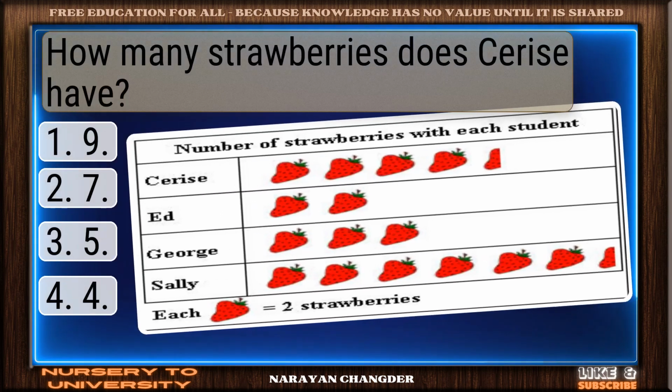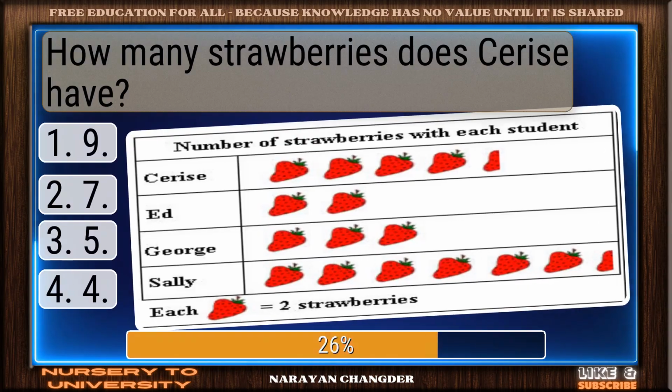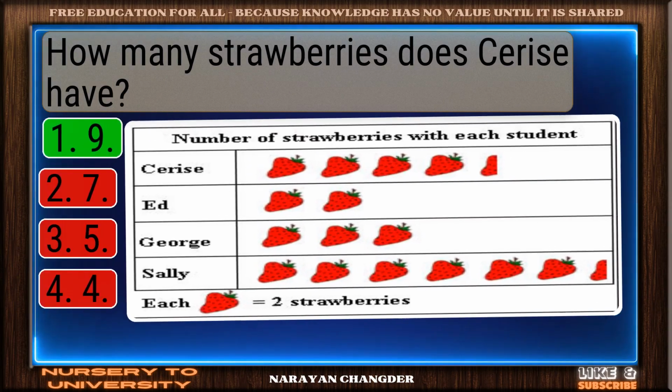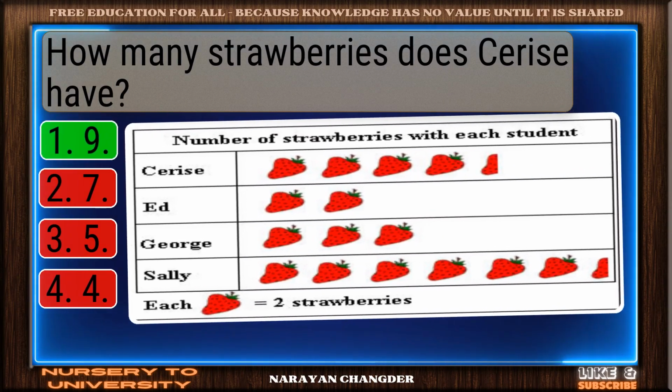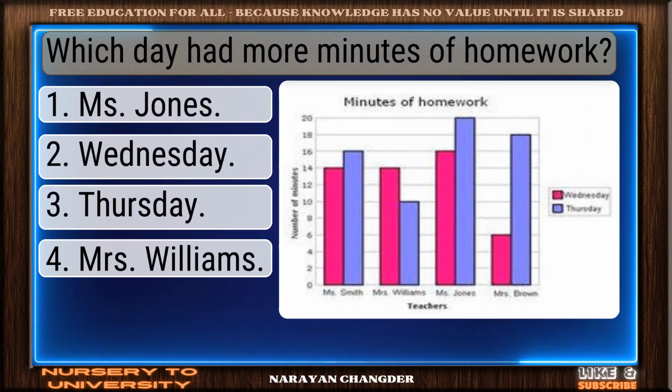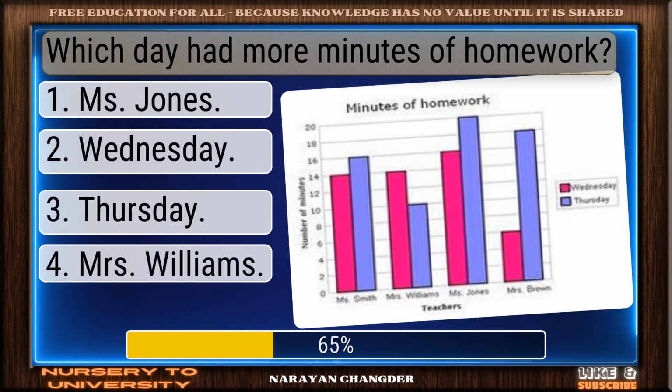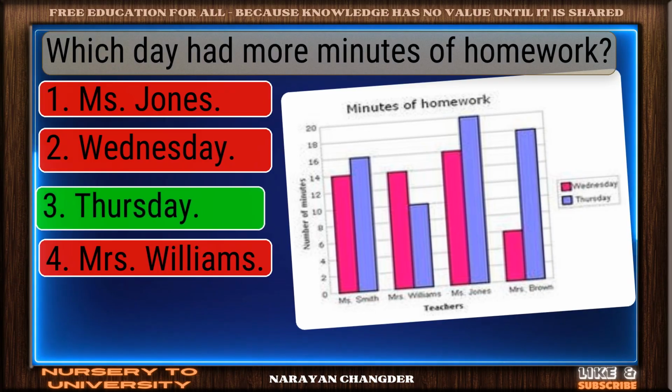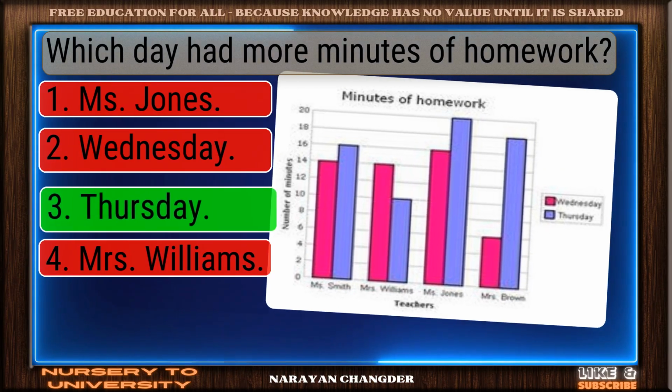How many strawberries does Sarah have? Strong choice. 9 is the right answer. Which day had more minutes of homework? Smart move. Thursday is an accurate answer.